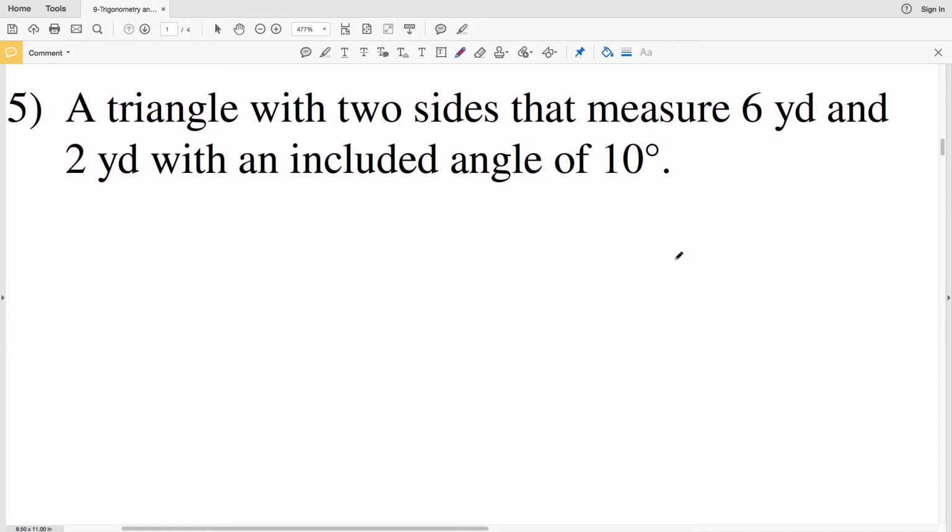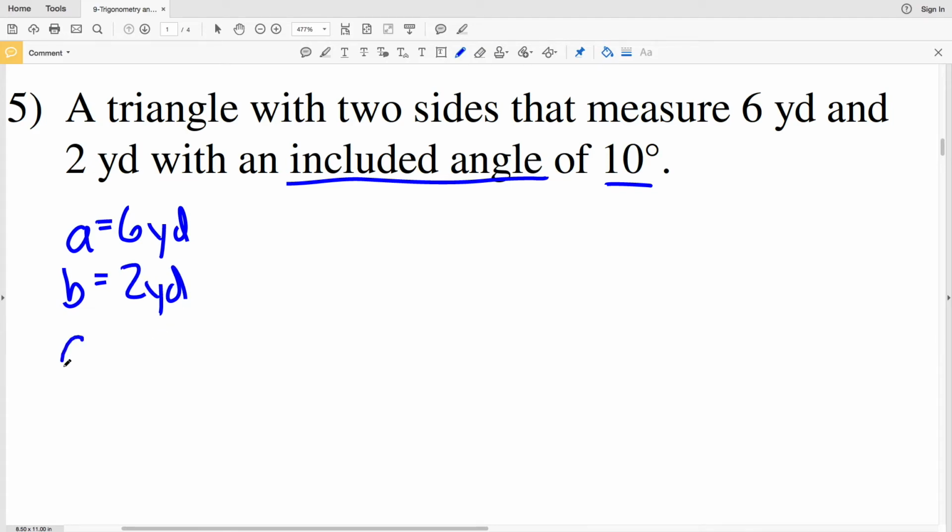For number 5, it says a triangle with two sides that measure 6 yards and 2 yards, and that included angle, meaning the angle that is formed by those two sides, is 10 degrees. So we have all our information. We have A, which is 6 yards. We have B, which is 2 yards. And we have our angle C, which is 10 degrees.